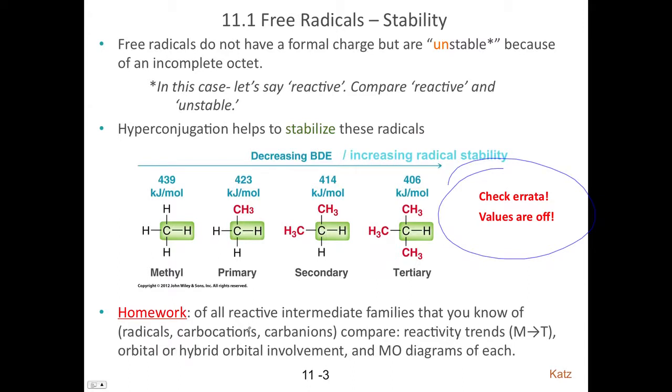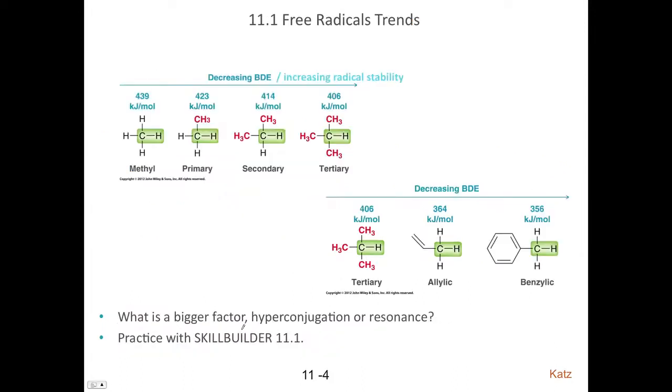All right. So for homework, just for funsies, okay? We're going to look at radicals and compare those to carbocations and carbanions, and compare the stability versus the reactivity, all right? And draw the MO diagrams of each. So tell me where some of the electron density is, right? And you can do this using the allylic radical, and then maybe the allylic carbocation and the allylic carbanion. Those are three easy things to be able to compare. All right. So let's go.